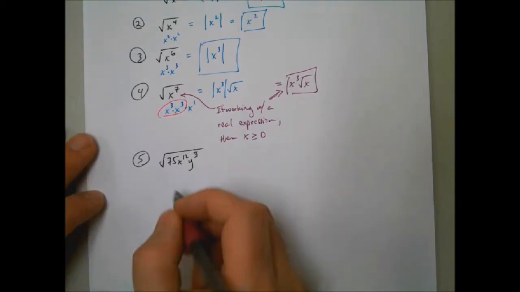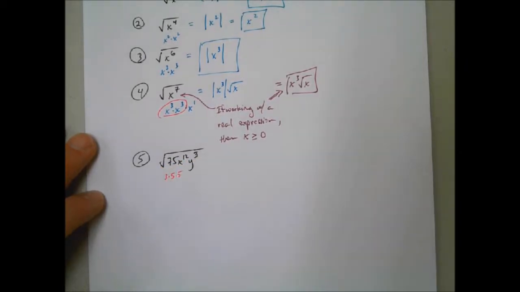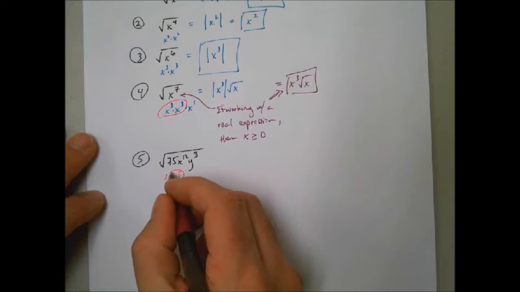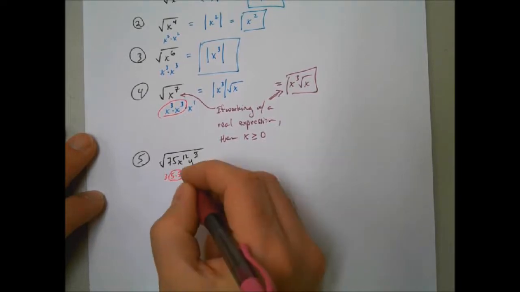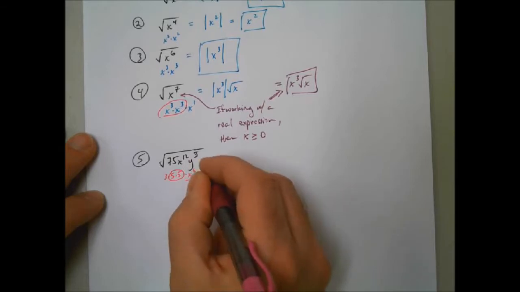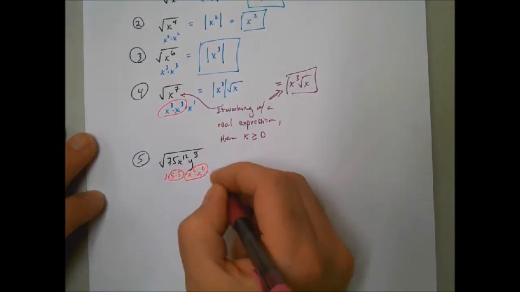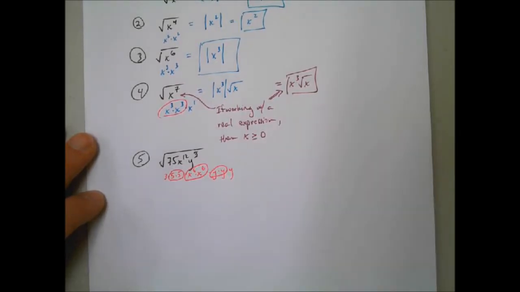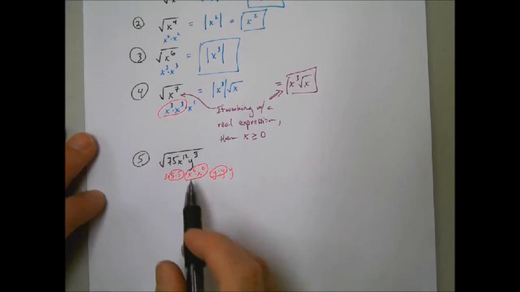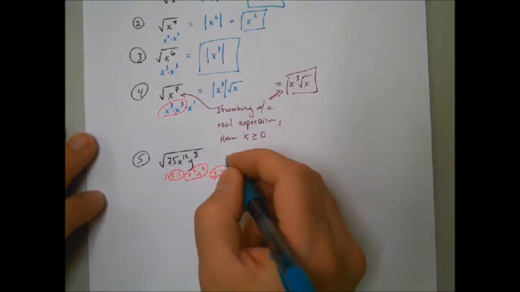Okay, so 75 is obviously 3 times 5 times 5, so we've got a pair of 5s. X to the 12th is x to the 6 times x to the 6, so a pair of x to the 6s. And y to the 3rd, we've got y times y times y, so there is a pair of y's. Okay, pairs go out when we're dealing with square roots.